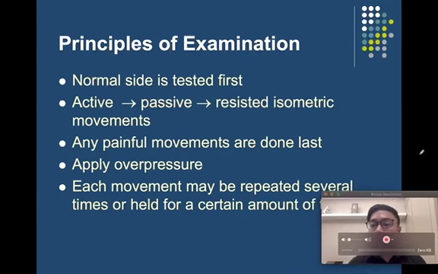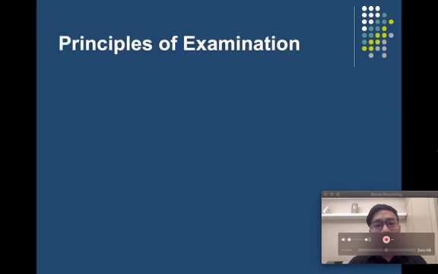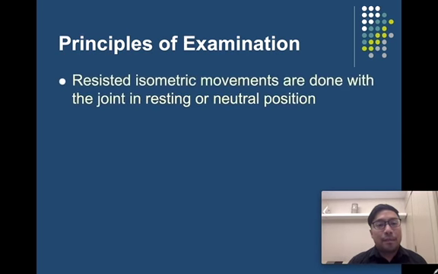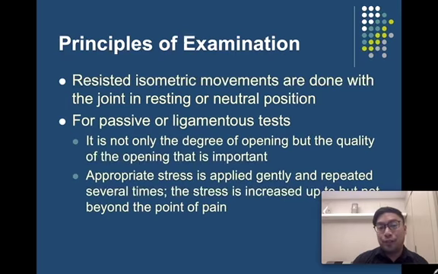Okay, so on the next slide, you will see the principles of assessment, particularly with manual muscle testing. Resisted isometric movements are done with the joint in resting or neutral position. And you also need to check passive structures or ligaments. It is not only the degree of the opening, but also the quality of the opening that is very important. So the opening means, for example, if I straighten my elbow joint, there's a particular position wherein you need to put that specific angle of the joint so that you can do your maneuver.